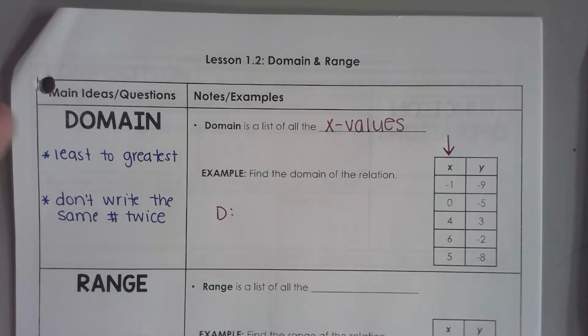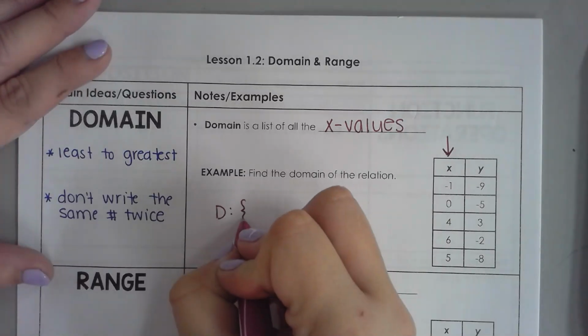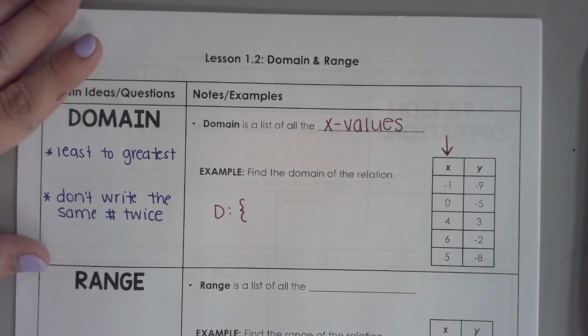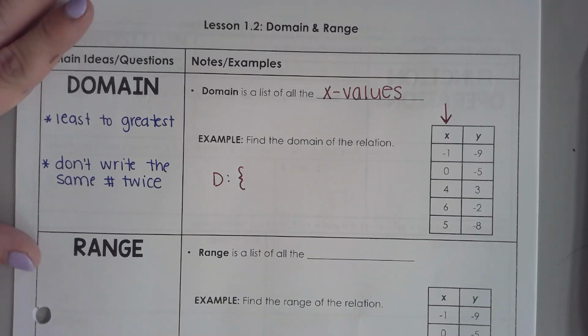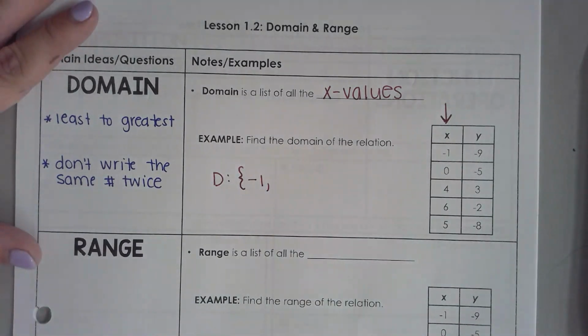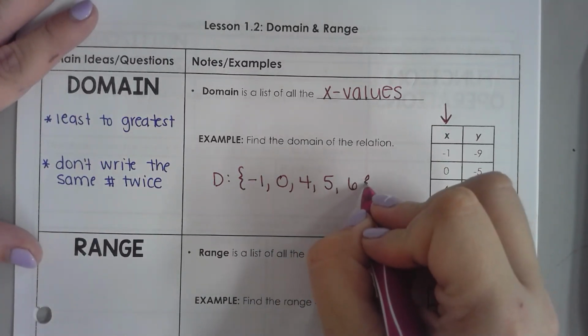Now, the formal way of writing this list is to include these curly brackets, but those are kind of hard to draw, so you can just leave them out if you want. But I will put them in. So, of your x's, which of those 5 numbers is the smallest? Negative 1. Yes. Good. Then what? 0. Keep going. Give me 4. Yep, somebody else? 5. 6. Good, Brody.